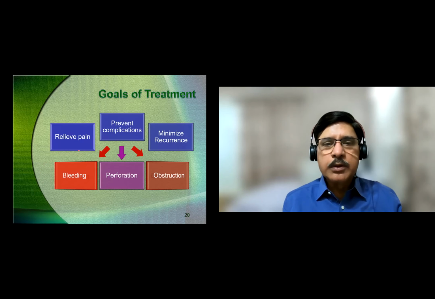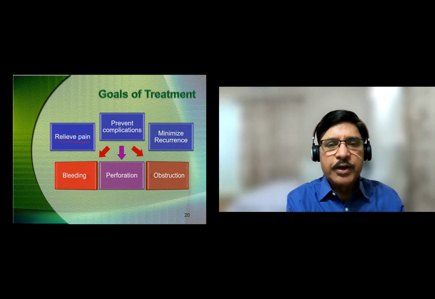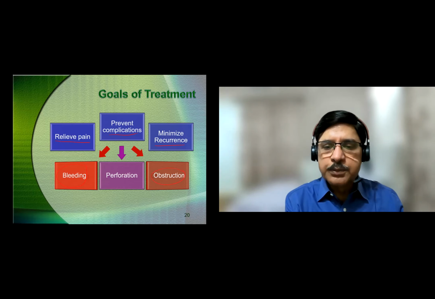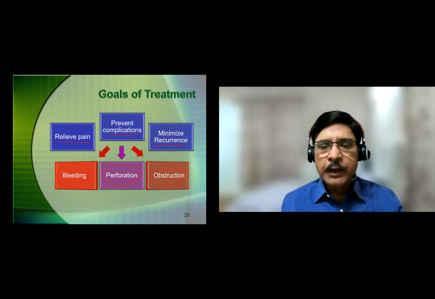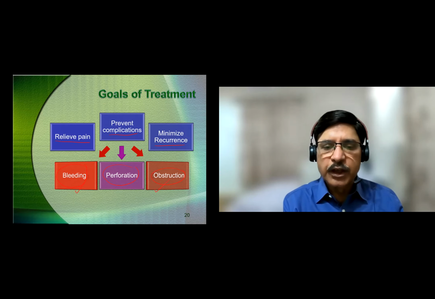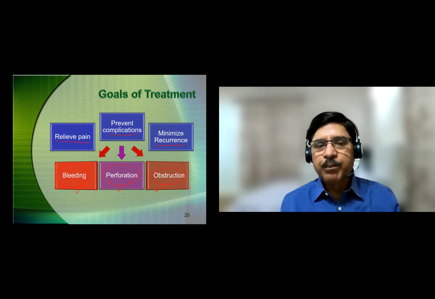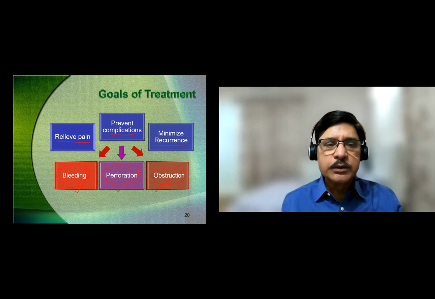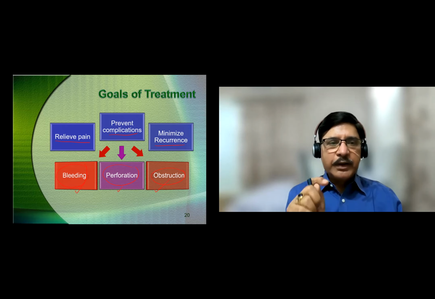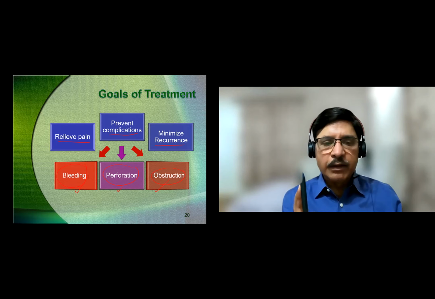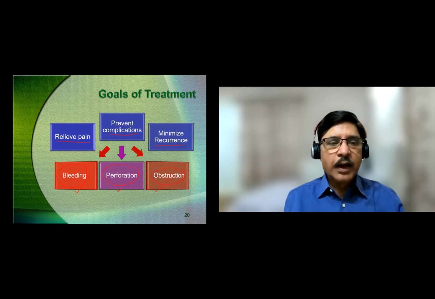Okay, what are my goals of treatment? Relief of pain, prevention of complications, and minimizing the recurrence. Of course, what are the complications? Bleeding is one complication, obstruction due to cicatrization, fibrosis, and perforation of the ulcer. Bleeding, perforation, and obstruction. The commonest is bleeding, obstruction, and perforation is the next level. So that is why I need to treat. What are my goals of treatment? Relieve the pain, prevent the complications, and minimize the recurrence. And bleeding, perforation, and obstruction are the complications which I will be looking for.